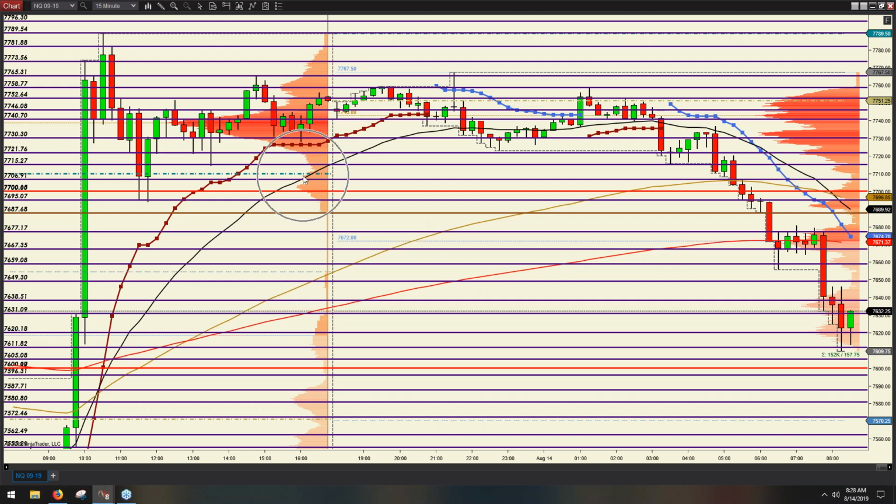This is NinjaTrader 8, and this is the order flow volume profile that's part of the lifetime package with Ninja. I just have it set on the heat option.